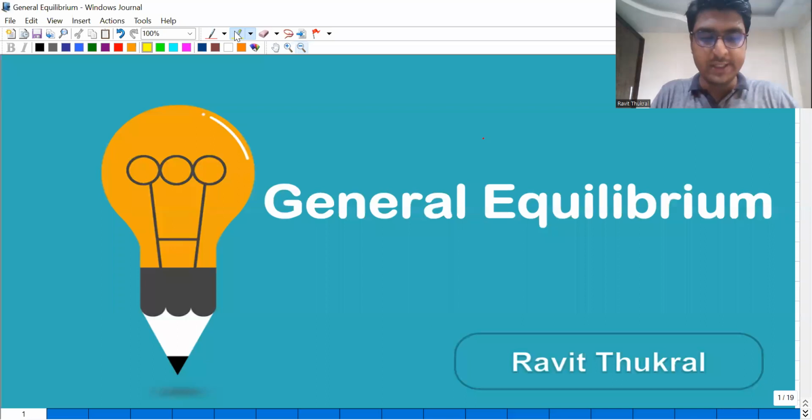So we will talk about general equilibrium, जिसमें हम सबसे पहले start करेंगे Pareto efficiency से, ठीक है? So general equilibrium is a very important topic from entrance point of view.